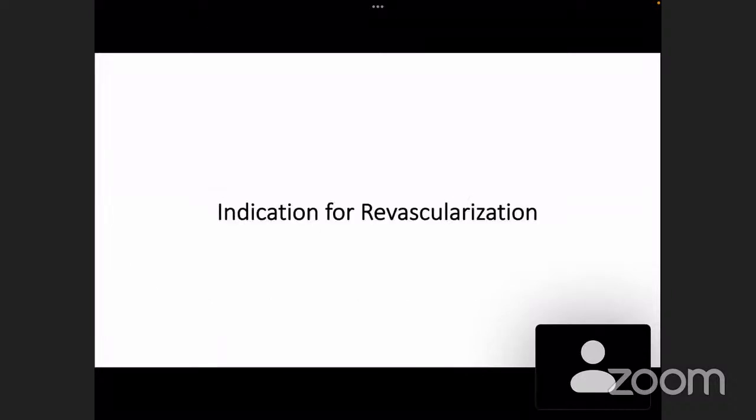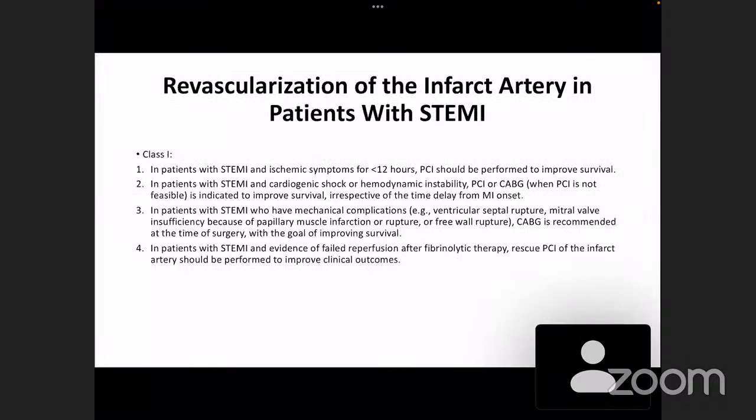So now we'll go over the indications for revascularization. Revascularization of the infarcted artery in patients with STEMI: class 1 indication in patients with STEMI and ischemic symptoms for less than 12 hours, PCI should be performed to improve survival. Also in patients with STEMI and cardiogenic shock or hemodynamic instability, PCI, or CABG when PCI is not feasible, is indicated to improve survival, irrespective of the time delay from MI onset.